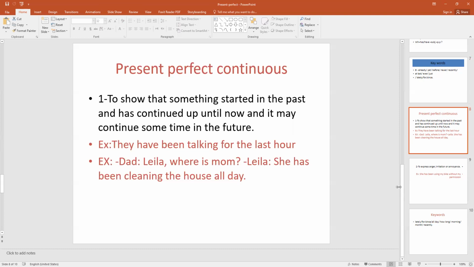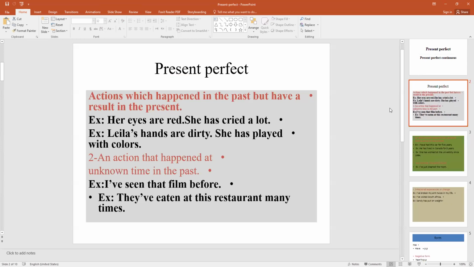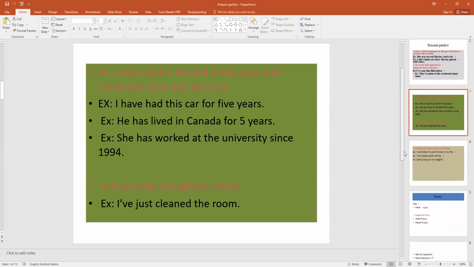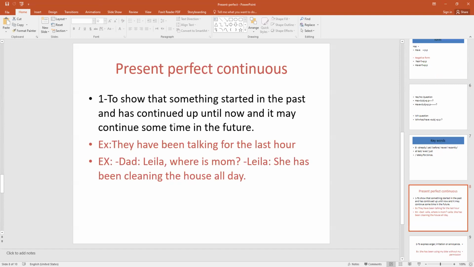Oh, look here. When I spoke about present perfect, I mentioned that it's something that started in the past and is still continuing up to the present. But in present perfect continuous, I told you it's something that happened in the past, continuing to the present, but I added that it may continue sometime in the future. This is somehow a difference between the two tenses, present perfect and present perfect continuous. So I'll give you an example to make you differentiate between them.